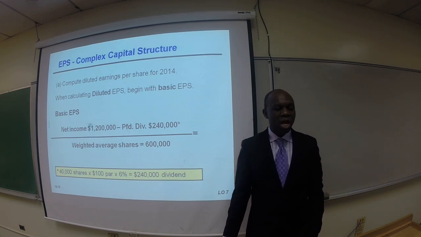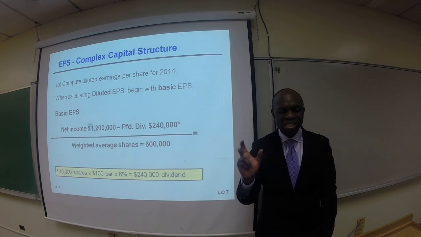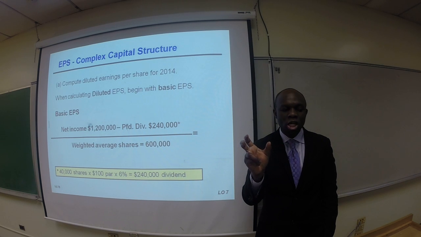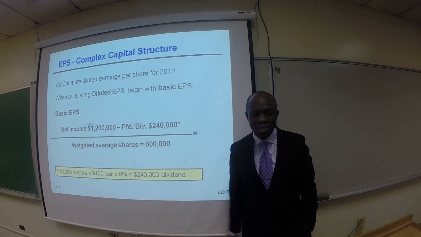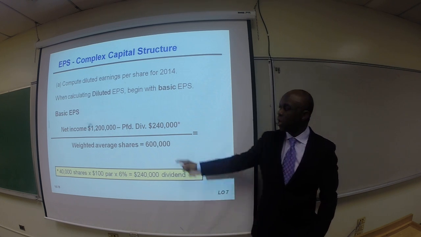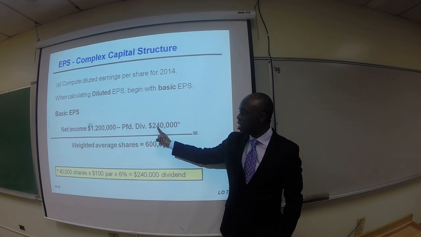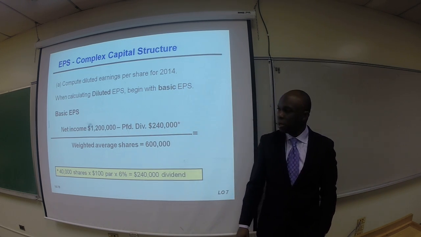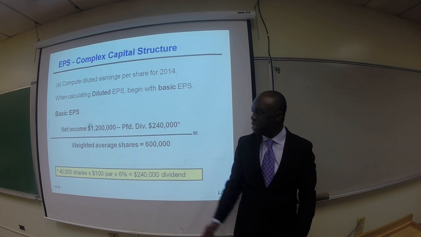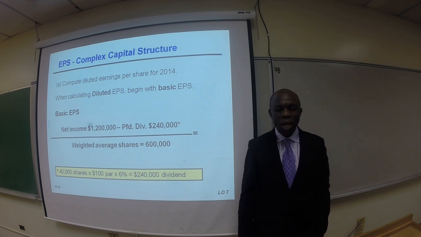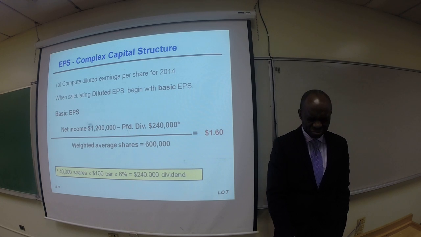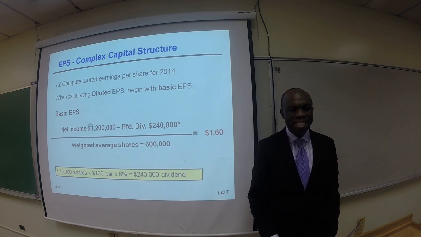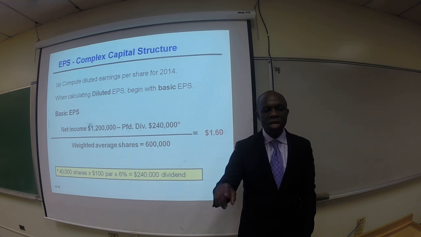In this case, the par value is 100. That 6% means 6% of $100 par value multiplied by 40,000. That will give you $240,000 in dividend. Like we discussed earlier, we have to back out the preferred stock dividend from the net income for the calculation of basic EPS and divide that by the weighted average shares of 600,000. So when we do that, we are now looking at the basic EPS of $1.60.